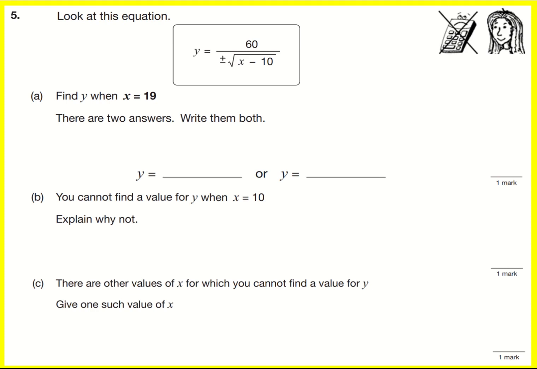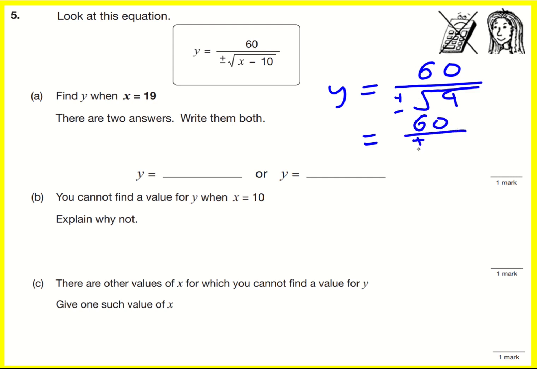This is a more complicated substitution question than normal, but we can deal with it. y is going to equal 60 divided by plus or minus the square root, and then we're going to replace x by 19. You can either write a line where you're writing 19 minus 10, or we can just figure out what 19 minus 10 is. It's 9. So it's going to be 60 divided by plus or minus root 9, but that's going to be plus or minus 3, because the square root of 9 is 3.